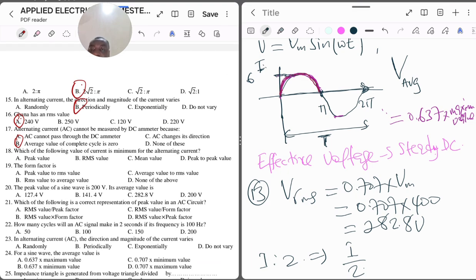Which of the following values of current is minimum for the alternating current? Question 18, right? Which of the following values of current is minimum for the alternating current? So here we're talking about the minimum value. So meaning mean value, right? So as the name implies, is going to what?